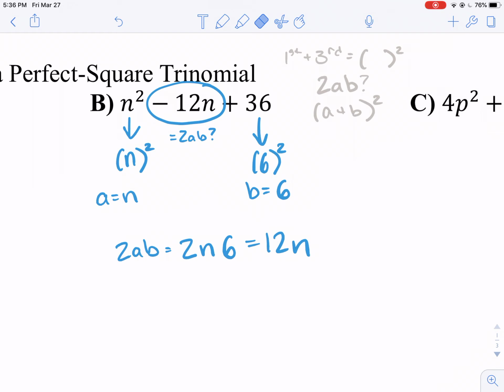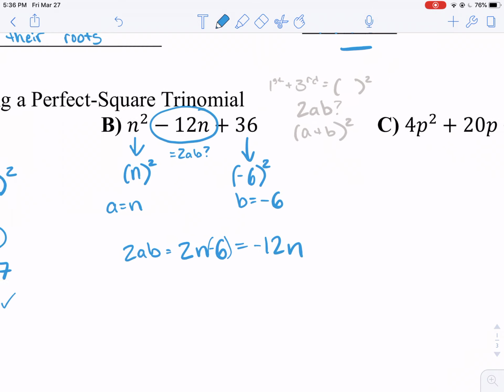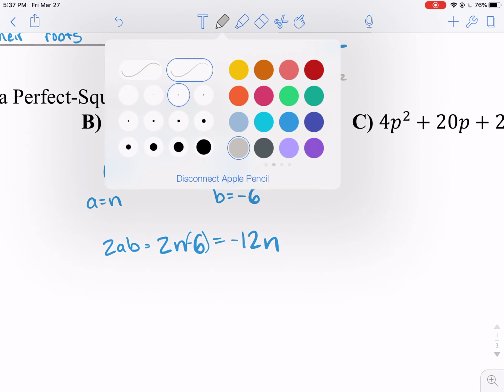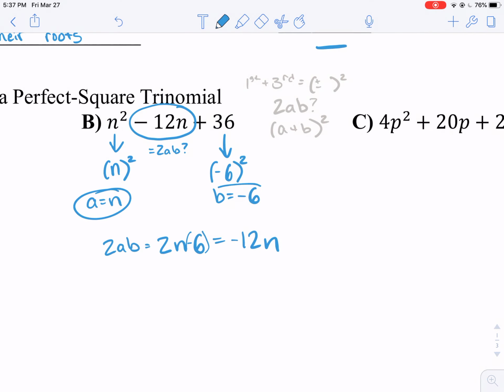Could it be that 36 is also equal to negative 6 squared? Oh, that's true. So our b term is not 6, it's negative 6. That means this is 2 times n times negative 6, which is negative 12n. So it's very important to remember that this can be positive or negative. So now that we know our a is n, our b is negative 6, then this is equal to n minus 6 quantity squared.